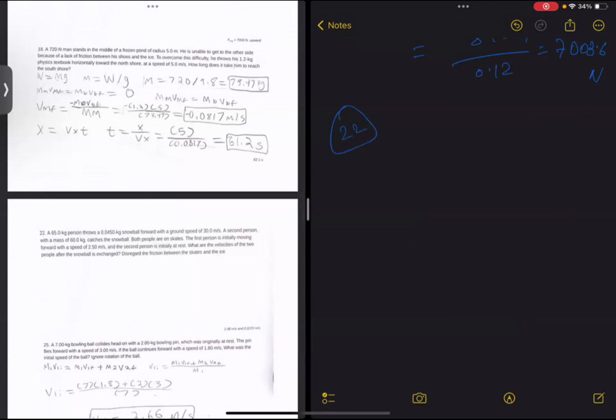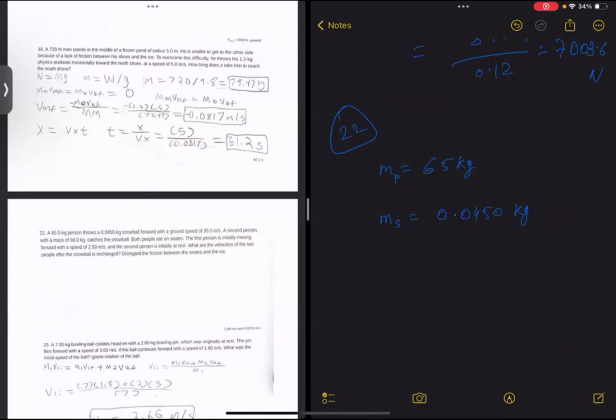Try to solve this first yourself and tell me your approach, what you will do. So first write down what things are given. What is given in the question? The mass of the person equals 65 kg. What else is given? The mass of the snowball, that is 0.0450 kg.